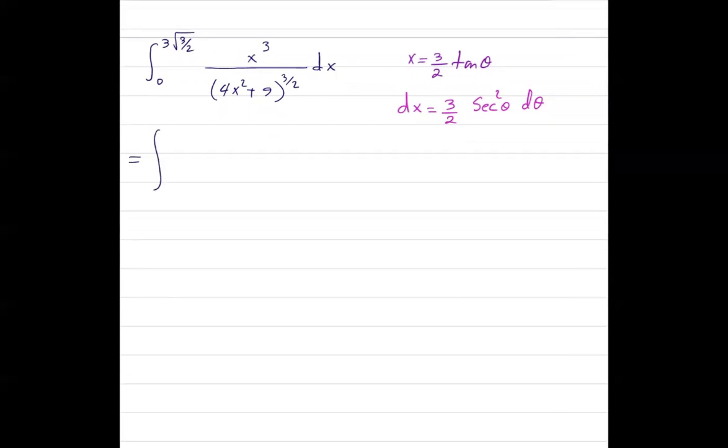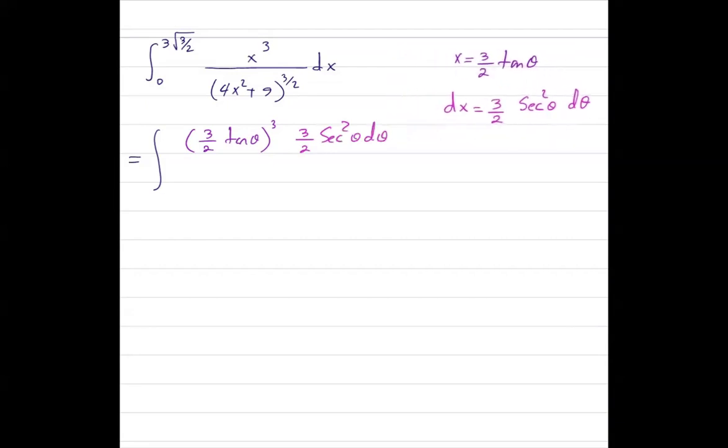This guy can be written as 3/2 tangent theta to the third power, and on the numerator, I have dx, which is nothing but 3/2 secant squared of theta d theta. Let me move this a little bit further here to avoid any confusion. Divided by, down here, you have 4x squared. So you have 4 times x, which is 3/2 tangent theta to the second, plus 9, all raised to 3/2.